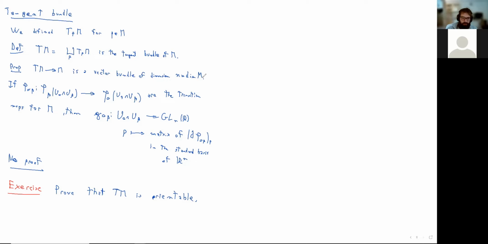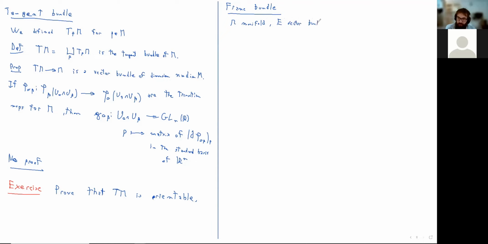So as we said before, every time you have a vector bundle, just like the tangent bundle, you can associate to it a principal bundle. So let's see what happens when we start from the tangent bundle. We obtain a thing which is called the frame bundle. So we start with a manifold M and a vector bundle E on M of rank r.